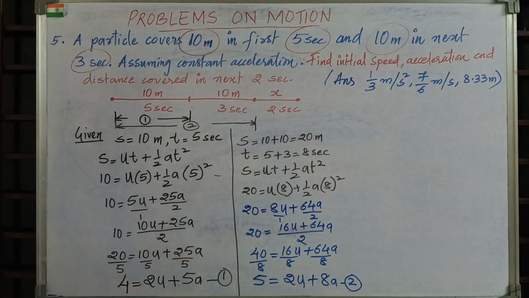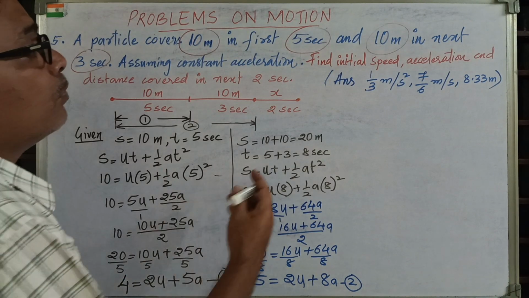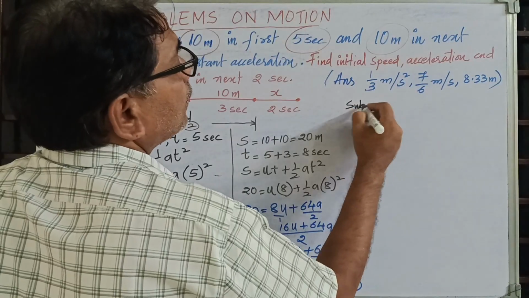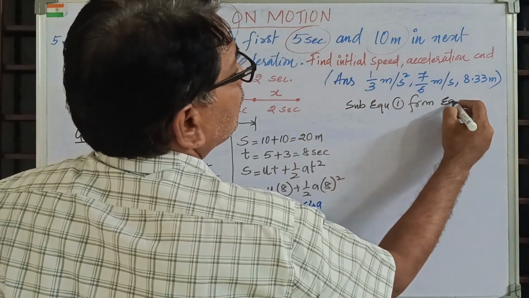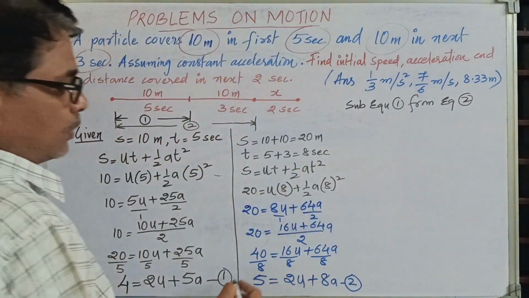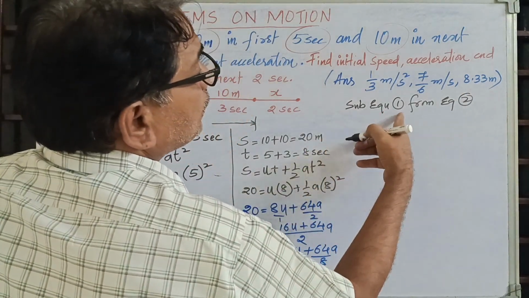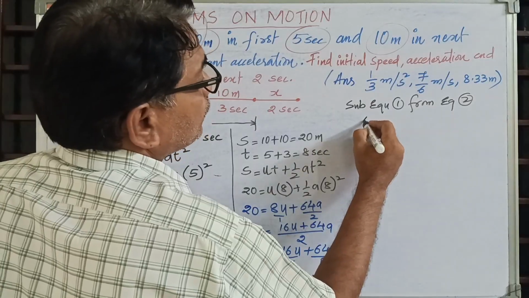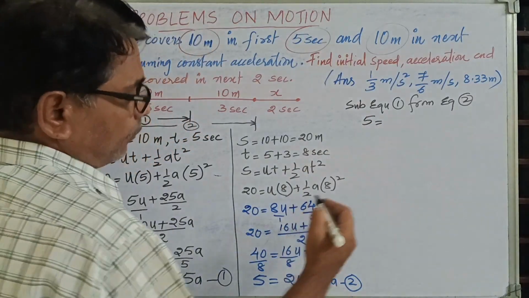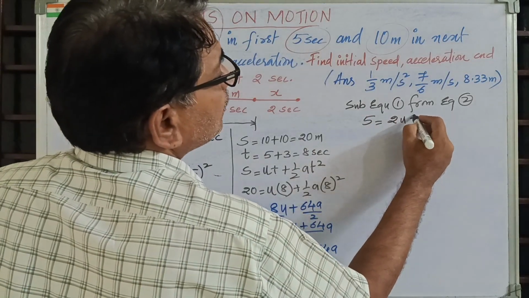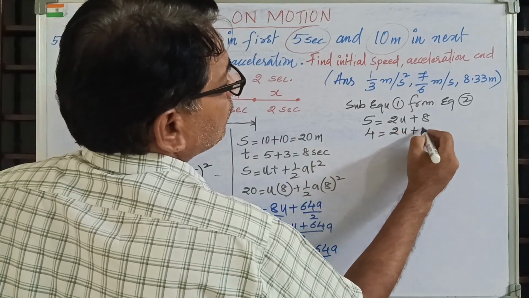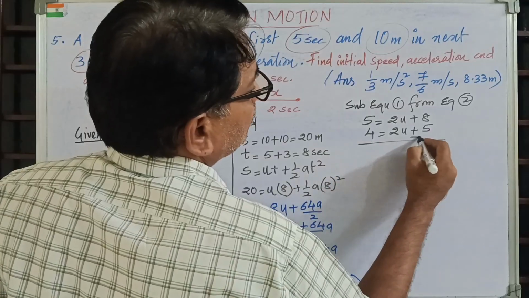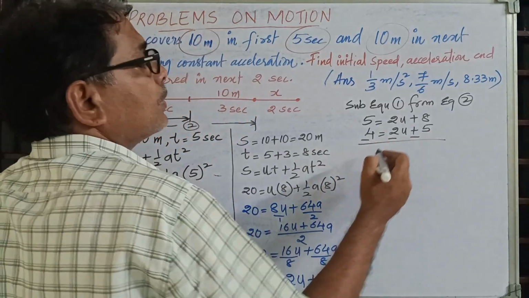Let us subtract equation 1 from equation 2. So we are going to subtract equation 1 from equation 2. So what is your first equation? You are going to subtract 1 from 2. So the second equation is 5 is equal to 2u plus 8a, and the first is 4 is equal to 2u plus 5a. So minus over here. So what happens now?